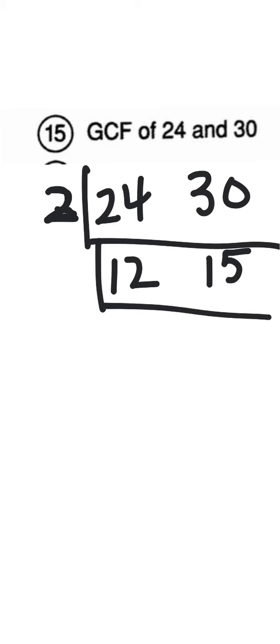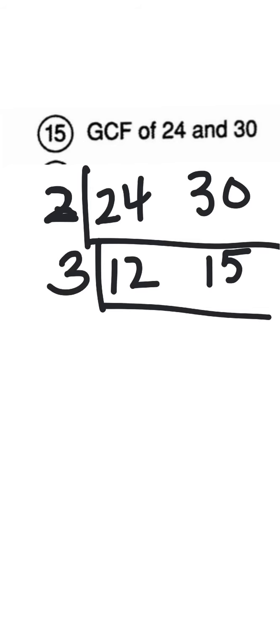And now I have to think, okay, am I done here? Can I put any numbers in here? Can I divide 12 by 2? Yes. Can I divide 15 by 2? No. So let's go to the next number, which is 3. Can I divide 12 by 3? Well, yeah, 12 divided by 3 equals 4, right? And then 15, can that be divided by 3? Yes. 15 divided by 3 equals 5.